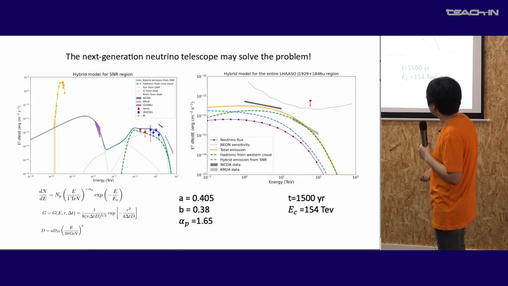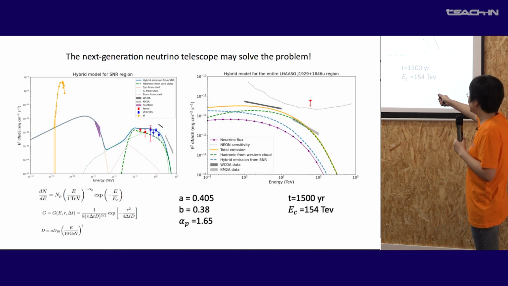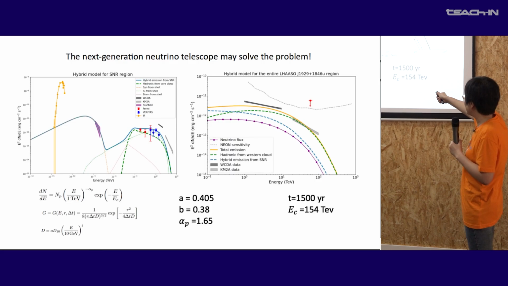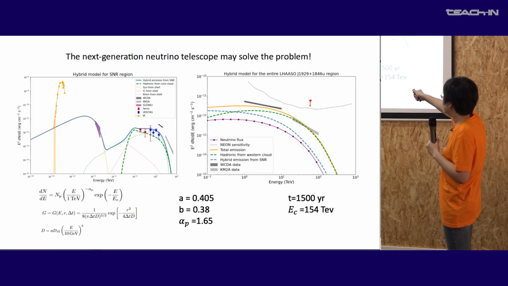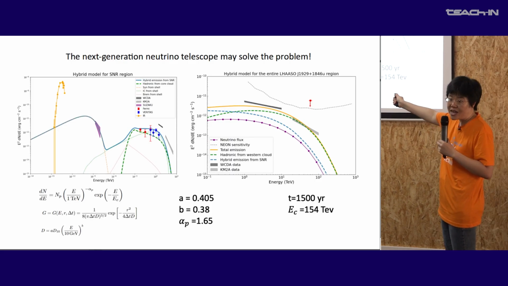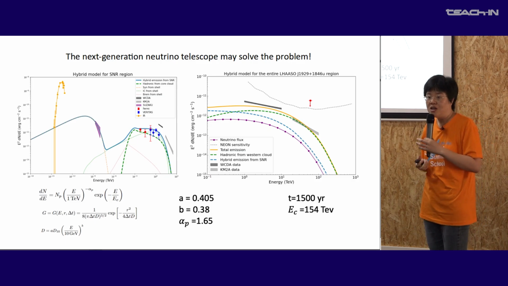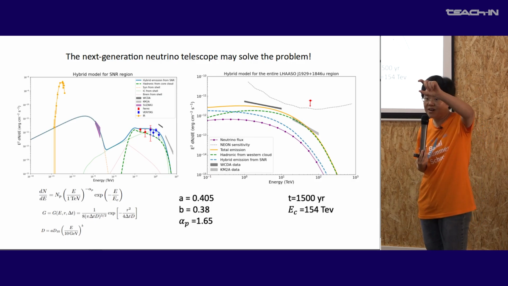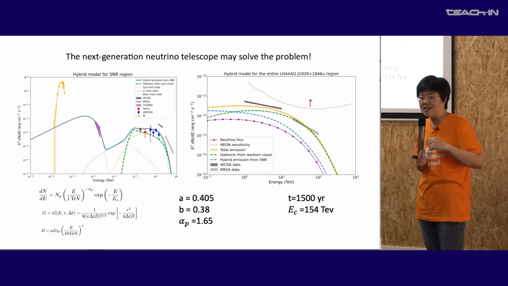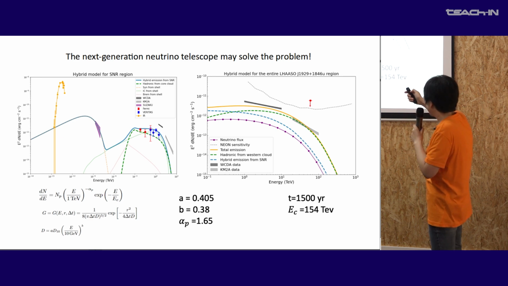Okay. And then later we calculate the neutrino and the gamma ray flux from our cloud model and find that they are quite okay. Even though this part from the WCDA does not agree well, because WCDA has a bigger uncertainty. If we include the uncertainty, that could match well. And if we include the IceCube observation here, it's quite okay.